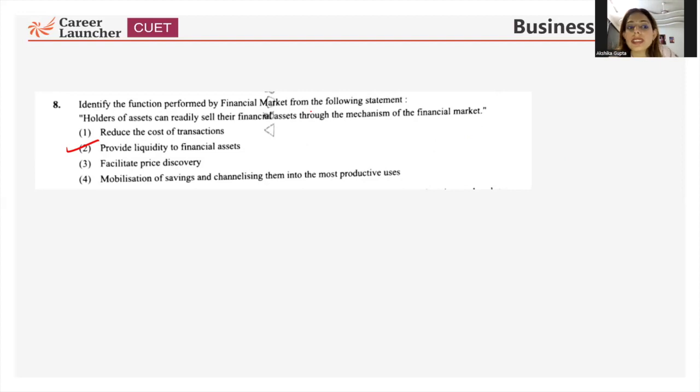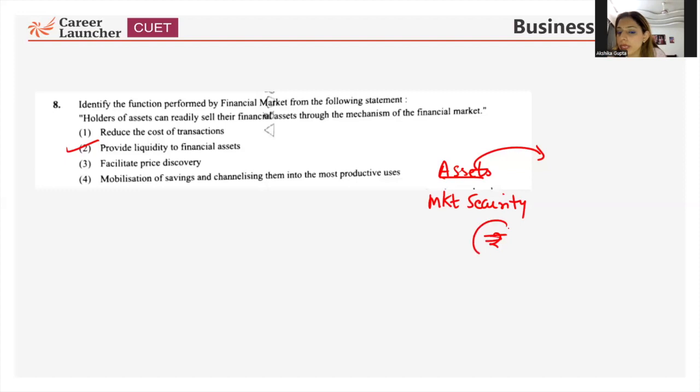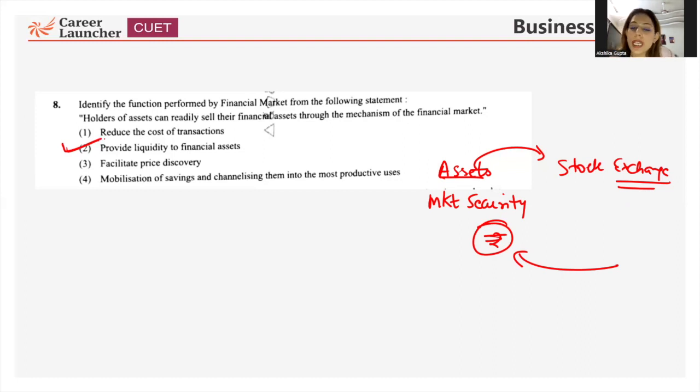Then identify the function performed by the financial market from the following statement. The holders of an asset can readily sell their financial assets through the mechanism of financial market. Now I have assets in my hand and I need cash. That asset is a marketable security, for example. So when I need money, what I'll do, I'll approach the stock exchange, find a potential buyer who's ready to take my shares from me and in return will pay me the money. So that is providing liquidity to the financial assets. That is how fast we can convert them into cash.